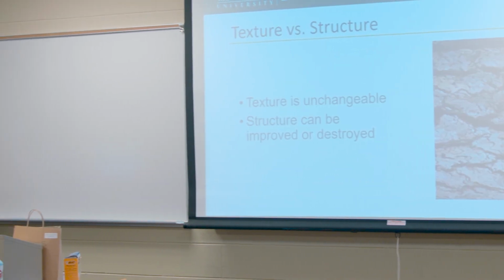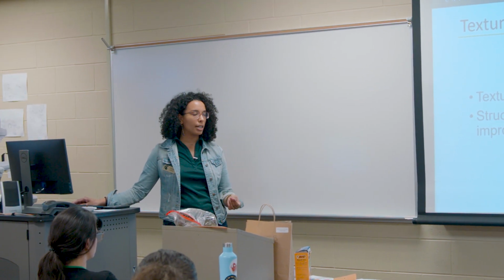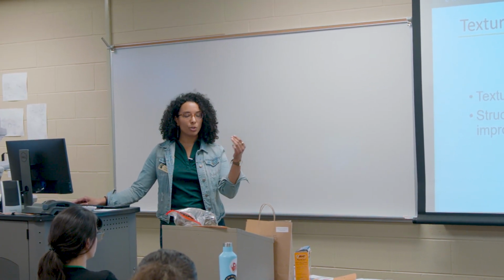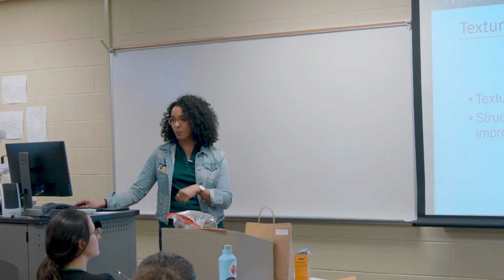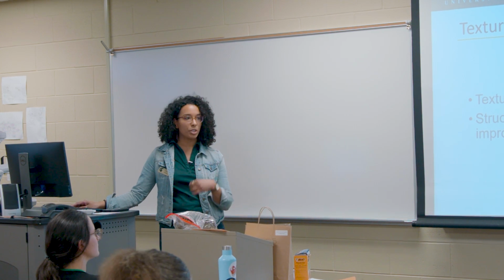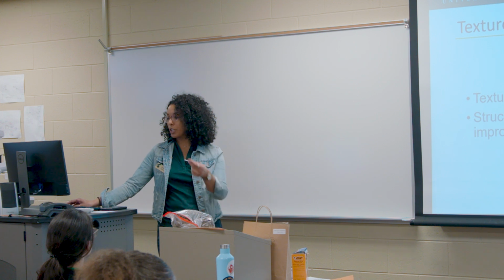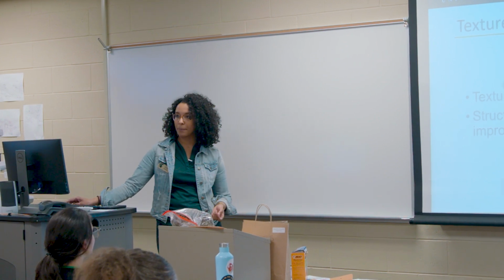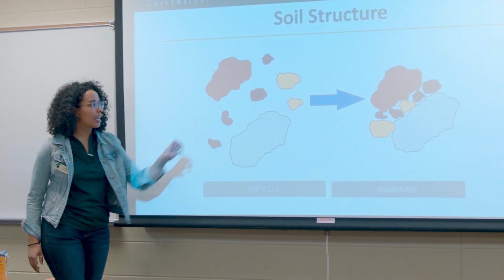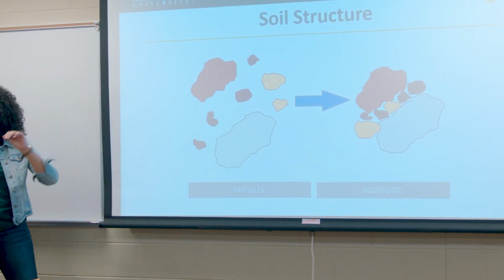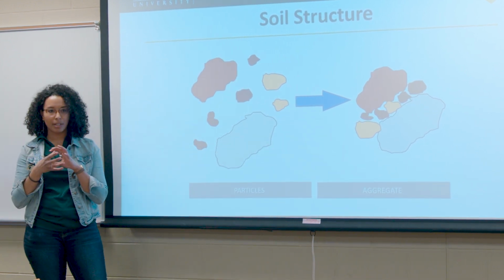but structure is where we can influence things like how water is moving through our soil, how the soil is functioning in relation to water. So we cannot change the texture of our soil. We can change the structure of our soil, which is another huge factor of soil physical properties. So structure can be improved or destroyed over time. What is soil structure? It's all of these particles, like sand particles, silt particles, all of these different particles in the soil, how they aggregate or how they sit together and form together.